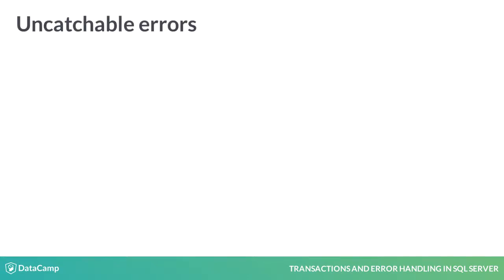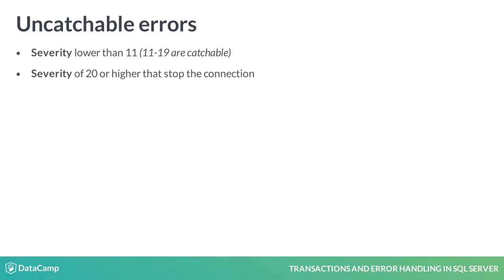The try-catch construct we learned can't catch every kind of error, for example, errors with a severity level lower than 11. As you learned in the error anatomy slides, these errors are considered as warnings. Errors with severities from 11 to 19 are catchable. Errors with a severity of 20 or higher aren't caught either if they stop the connection. However, if the connection is not stopped, the try-catch will catch the error. And finally, compilation errors. For example, if we write the name of a table that doesn't exist.